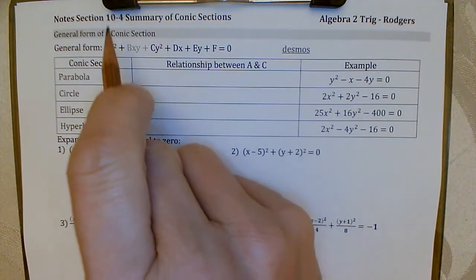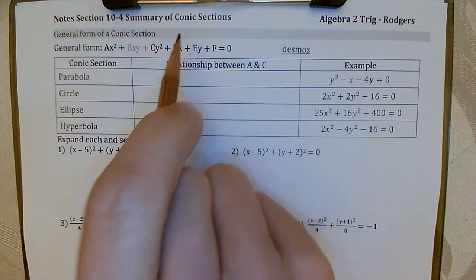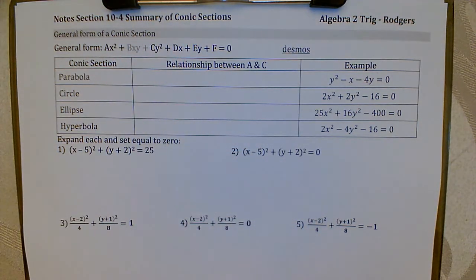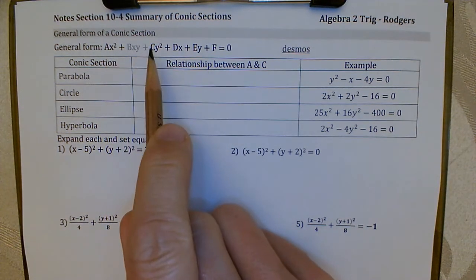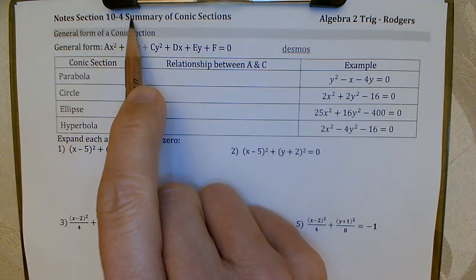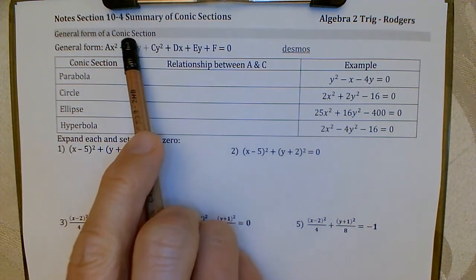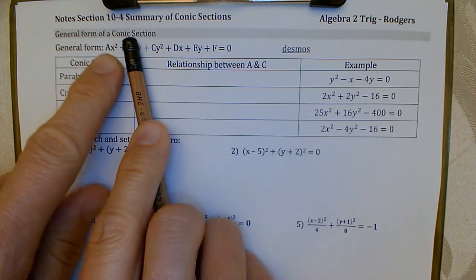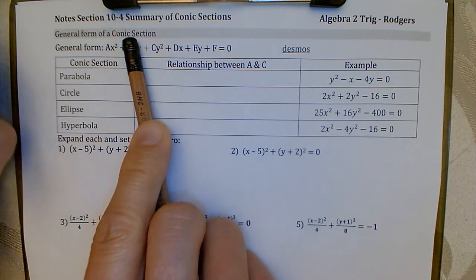We're going to look at section 10.4, and we're going to look at a summary of all of the conic sections. Okay, so if you look at the generalized formula, in the book they don't even include this term, so it's just missing. But I thought I would include it here because it seems weird that the coefficients they're using go from A to C and they skip over B.